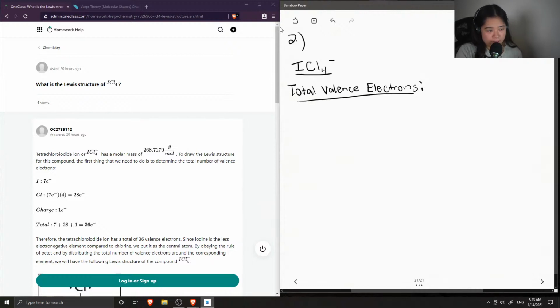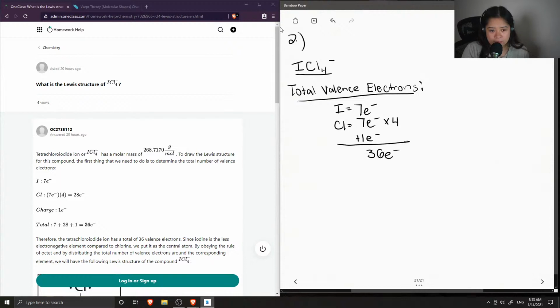So in the case of iodine, iodine has 7 valence electrons, and chlorine has 7 valence electrons as well. And we also have 4 chlorine atoms, so we multiply this by 4. And then since this ion has a negative charge, an overall -1 charge, we're going to add an additional electron to our total valence electron count. So if we add these all up, we get a total of 36 valence electrons.